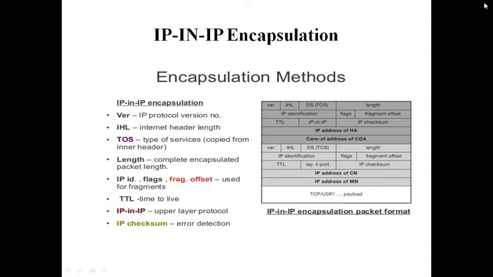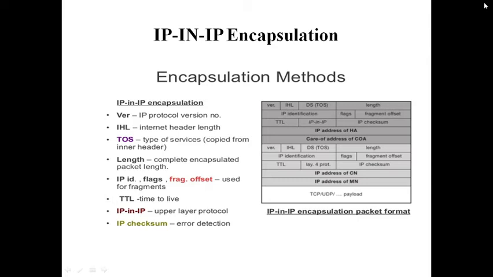Okay, and the next one, again the same things will be followed, that is version, IHL, DS, length, IP identification, flags, fragment offset, TTL, layer 4 protocol, IP checksum, the IP address of the correspondent node, which is the original source address of the packet, and the IP address of the MN, which is the original destination address of the packet. Okay, this is about IP in IP encapsulation.